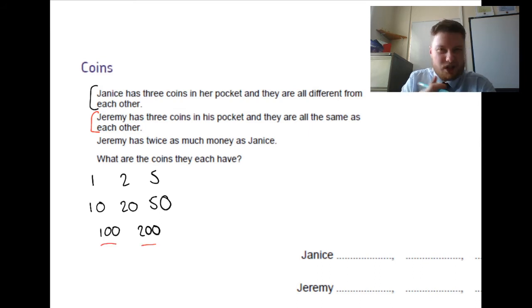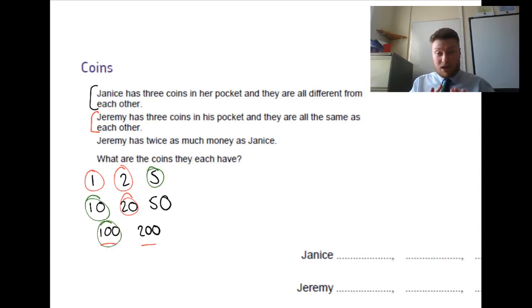I've written 100 and 200 because it's going to make the maths a little bit easier, but £1 and £2. And we could pick any 3 of those coins. We've got a lot of possible options there. We could have 1, 2 and 20. We could have 5, 100 and 10. There's a lot of possible combinations there.